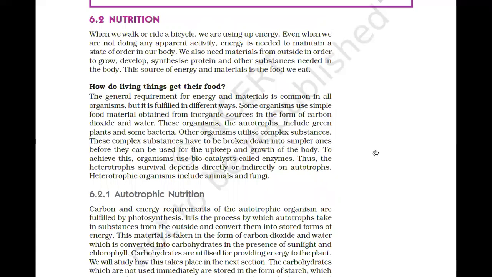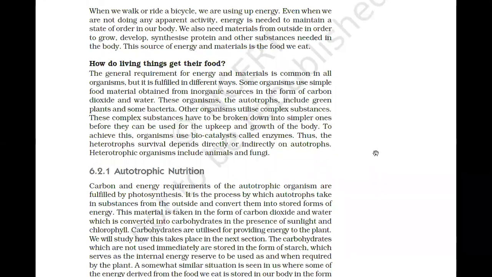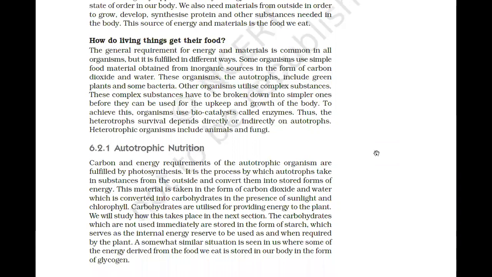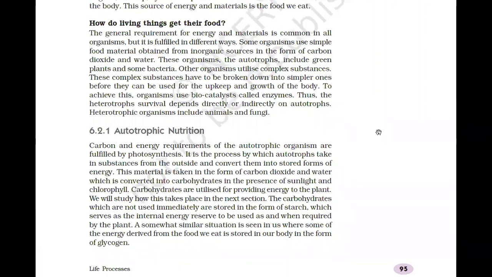Some organisms use simple food material obtained from inorganic sources in the form of carbon dioxide and water. These organisms, the autotrophs, include green plants and some bacteria. Other organisms utilize complex substances. These complex substances have to be broken down into simpler ones before they can be used for the upkeep and growth of the body. To achieve this, organisms use biocatalysts called enzymes. Thus, the heterotroph survival depends directly or indirectly on autotrophs. Heterotrophic organisms include animals and fungi.